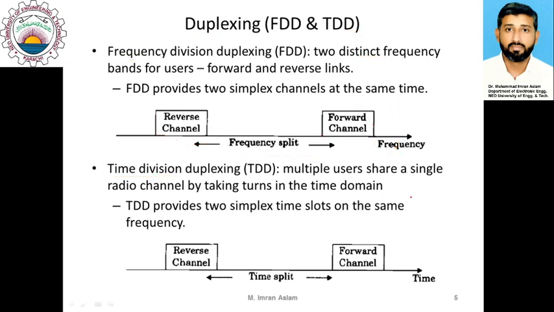Similarly, in time division duplexing, the users, the forward and reverse channels, use the same frequency. However, the time is divided into different time slots, and the mobile stations are allowed to transmit in the relevant slot. So one slot is reserved for the forward channel, and the other slot is used for the reverse channel, and then it repeats. One time the mobile station transmits a signal to the base station, and then the base station transmits a signal to the mobile station, and in this way duplex communication is achieved by TDD.